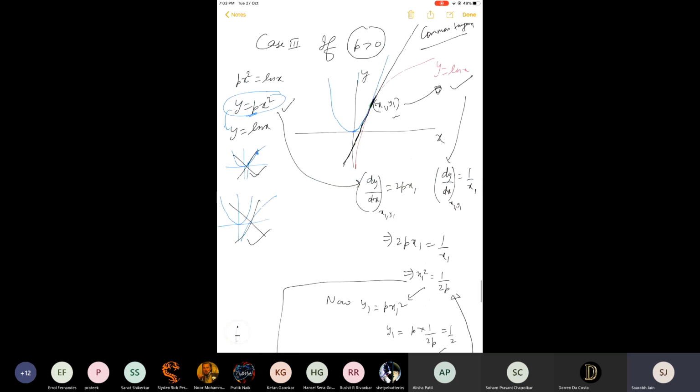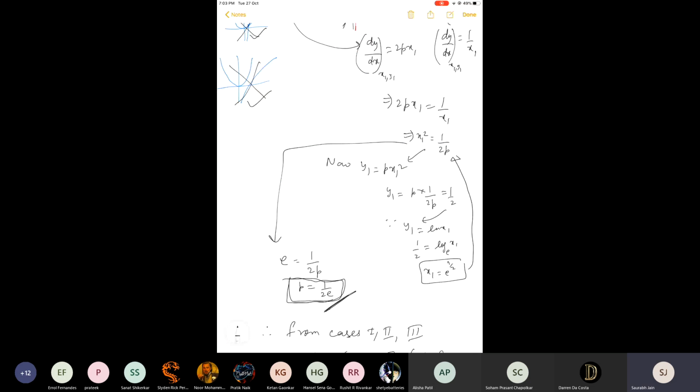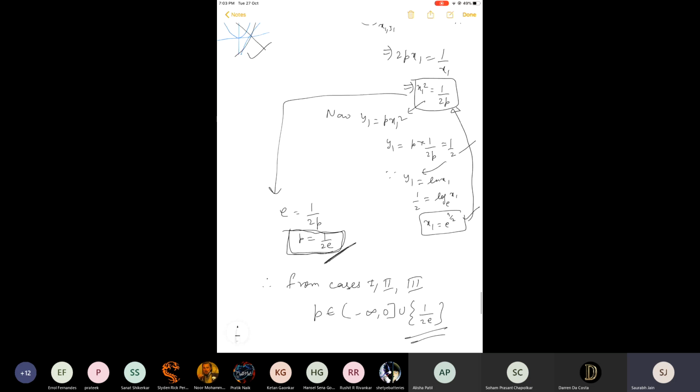Now I said you start putting this point in the equation of curves, because this is the point of contact, so it will satisfy their equation. Once I got y1 first, putting the value of y1 in any equation, I got x1. And finally, after putting this value here, I got the only possible value of positive p as 1 by 2e. Then last, I will combine all the three, and that will give me the value of p for which the equation has exactly one solution. So very good question from the application of derivative part.